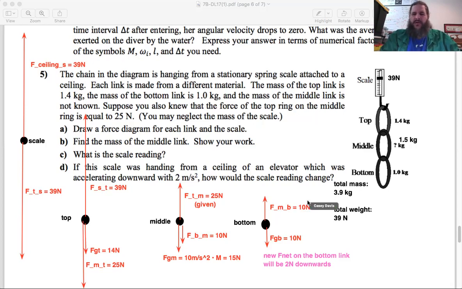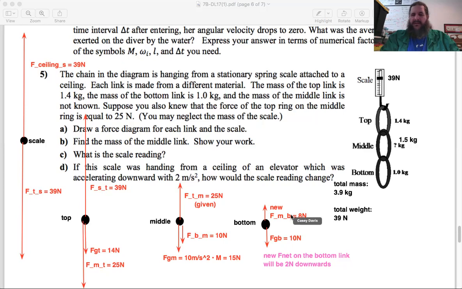So what does the contact force from the middle link now have to be in order for the total force to now be 2 newtons downwards? Yeah, this is now going to be only 8 newtons. The normal force from the middle link is going to be weaker. It doesn't have to pull as hard because the bottom link is now accelerating downwards. It's not truly in free fall, but it's kind of in partial fall. It is accelerating downwards, so the middle link doesn't have to pull up as hard.